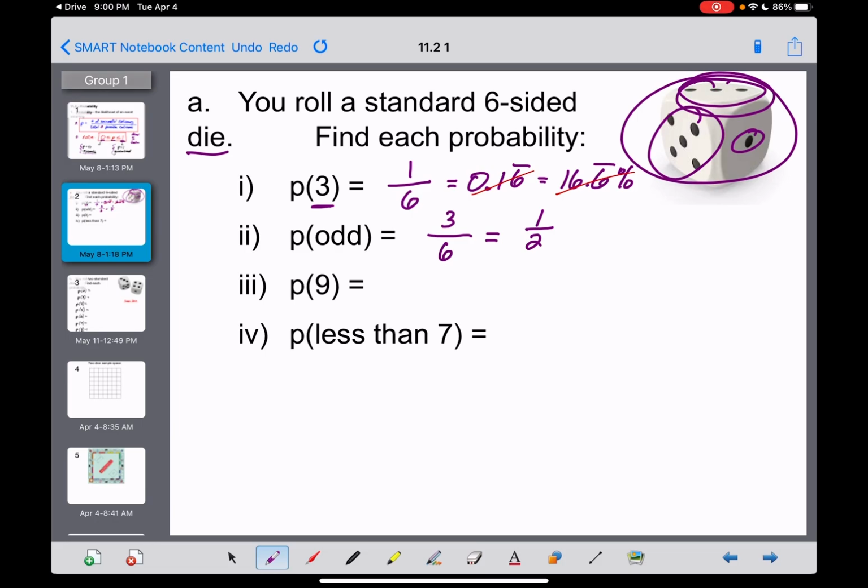Number 3, what's the probability of rolling a 9 with 1 die? Number of successes divided by the total number of possible outcomes. So out of all the things that could happen there, how many of those are a 9? None of them, because there isn't a 9 on a standard 6-sided die. Out of a grand total of 6 possible outcomes, and 0 divided by any number other than 0 is 0.